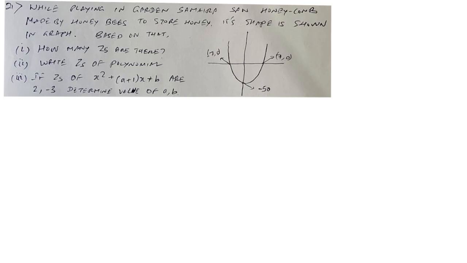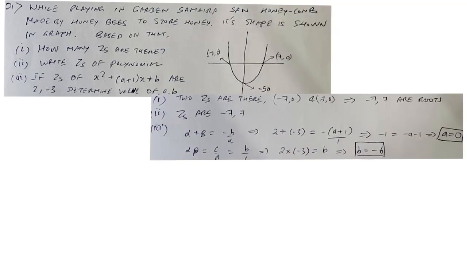Obviously, if it cuts the x-axis at two places, there will be two zeros, isn't it? And what are those zeros? It is minus 7 and positive 7, because that is where it is cutting the x-axis. Okay, these are the two answers.